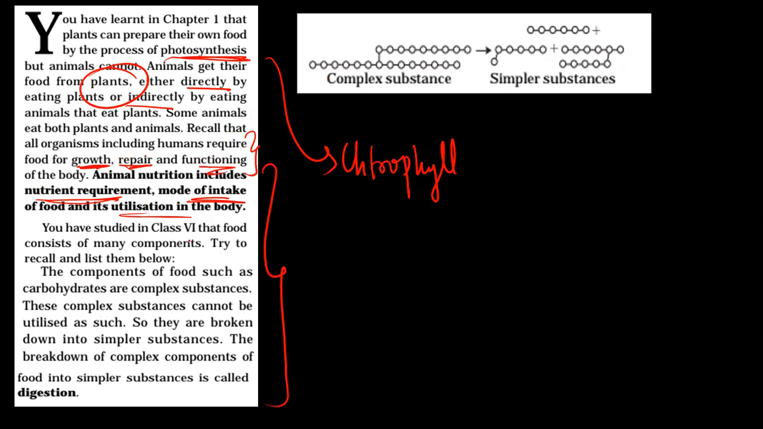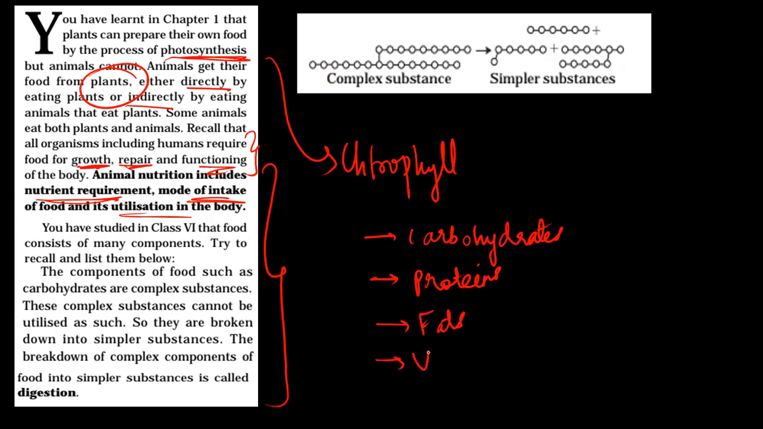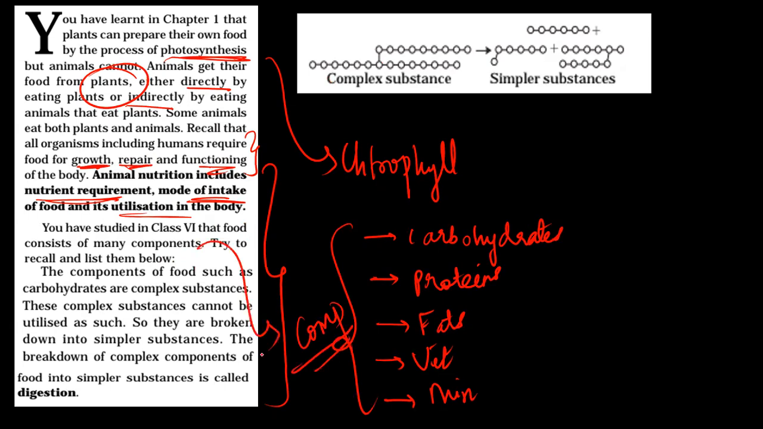Now, we have already studied that food contains many components. What are they? Carbohydrates, then we have proteins, fats, vitamins, and minerals. So they are the components of our food which we require. Why do we eat food? To get all these, and that is why we are advised to have a balanced diet, because each of this component has its own importance in our body.